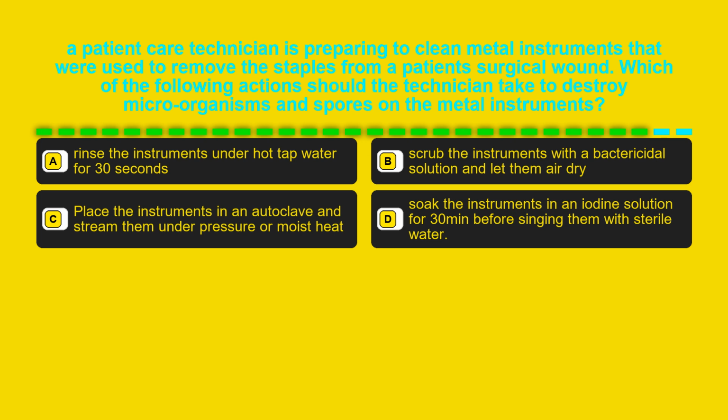Question 76. A patient care technician is preparing to clean metal instruments that were used to remove the staples from a patient's surgical wound. Which of the following actions should the technician take to destroy microorganisms and spores on the metal instruments? Option A, rinse the instruments under hot tap water for 30 seconds. Option B, scrub the instruments with a bactericidal solution and let them air dry. Option C, place the instruments in an autoclave and steam them under pressure or moist heat. Option D, soak the instruments in an iodine solution for 30 minutes before rinsing them with sterile water.